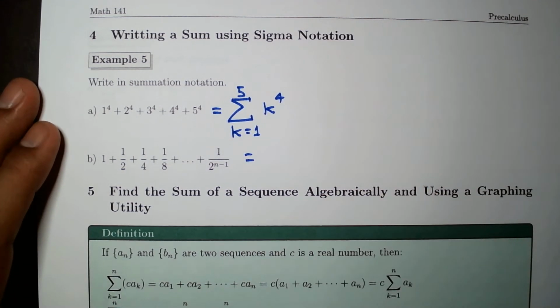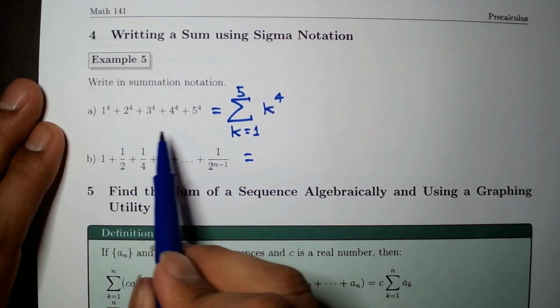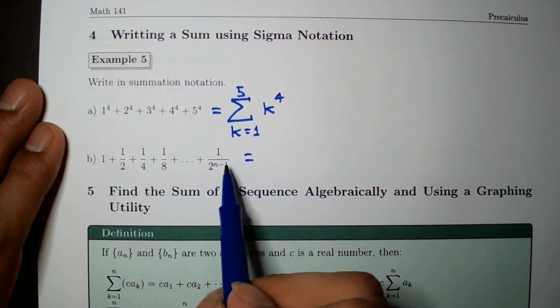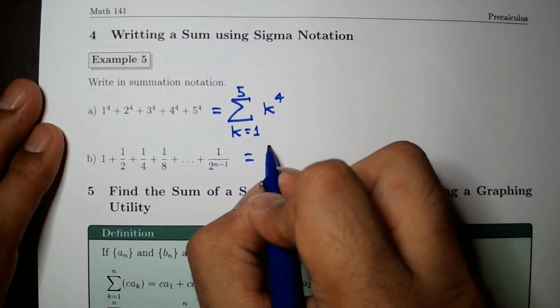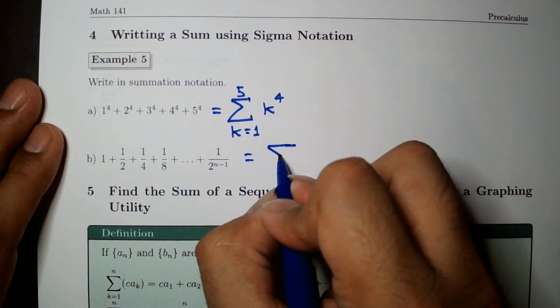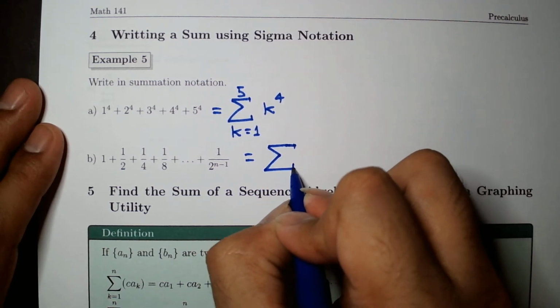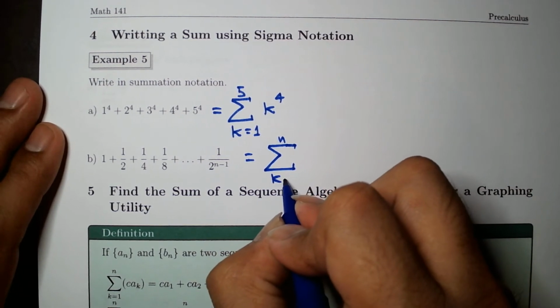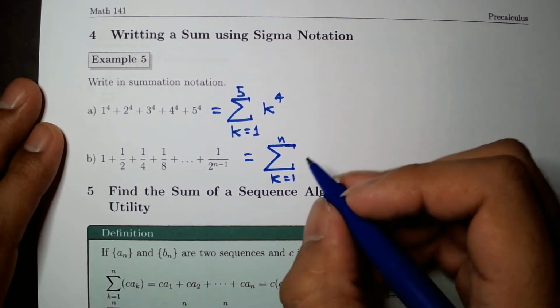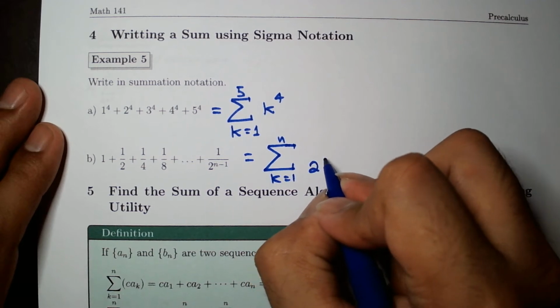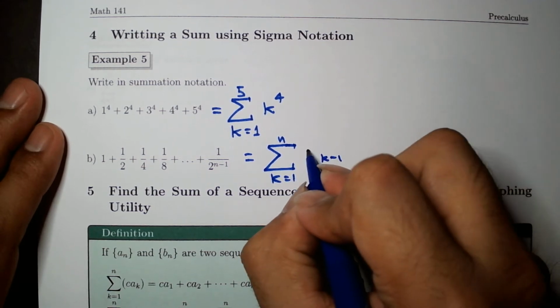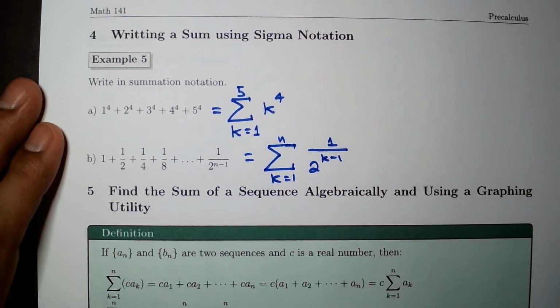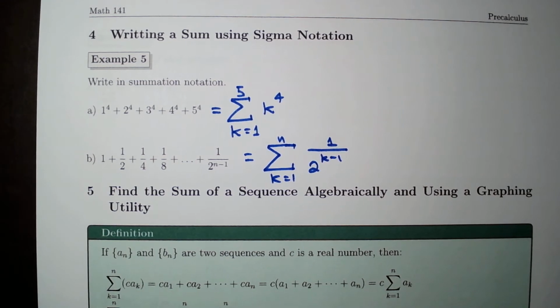What about this one? This one looks like one of those that do not have a numeric limit, so the upper limit is n. So k starts at 1 again, and this is 2 to the k minus 1 over 1.